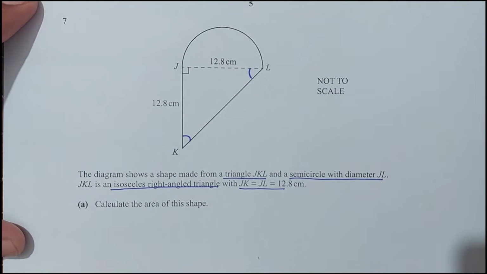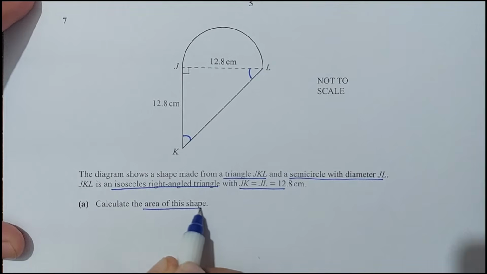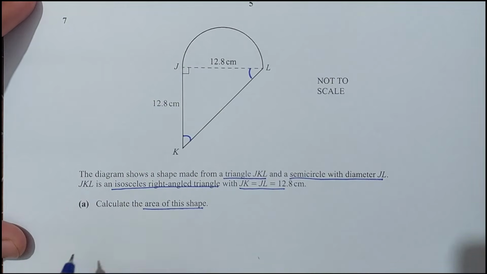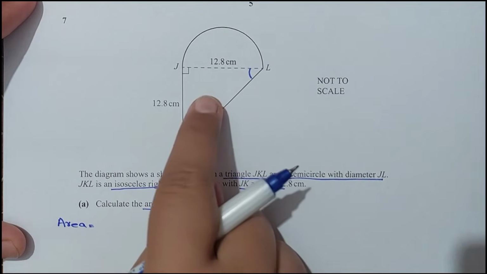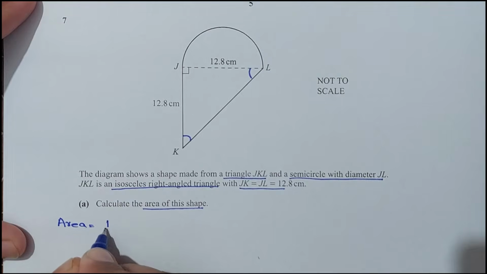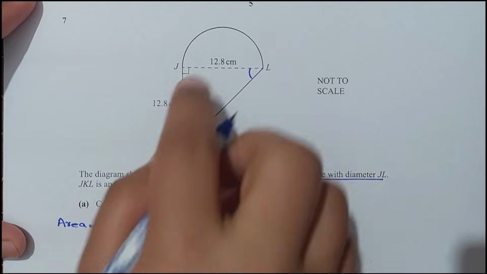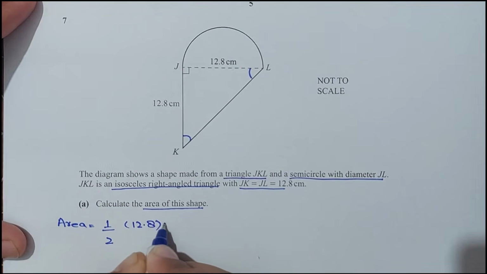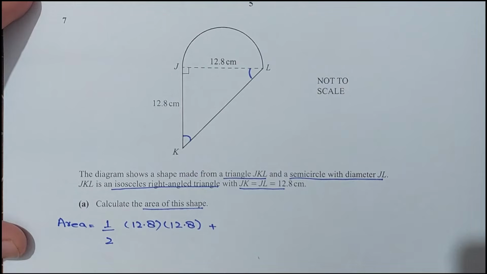Part A, calculate the area of the whole shape. It is the area of this right angle triangle and the area of a semicircle. So the area of the shape equals the area of a right angle triangle, which is half base times height. The base is 12.8 and the height is also 12.8. Plus the area of a semicircle. The area of a circle is pi r squared, so the area of a semicircle is pi radius squared divided by 2.